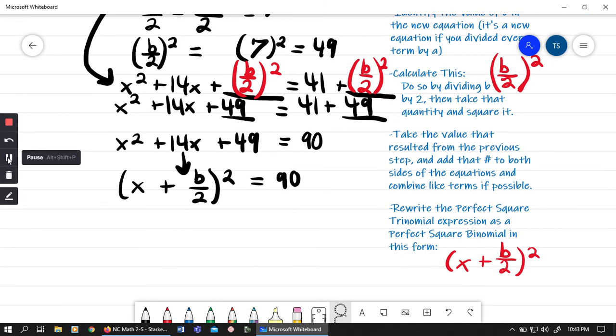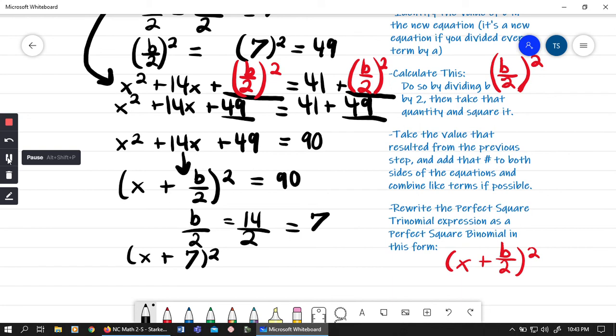Remember that b over 2 was not that 49 that we added to both sides. Remember that b divided by 2 was where we did 14 divided by 2, which is 7. So we're really writing this in the form of x plus 7 squared, and that's equal to 90.